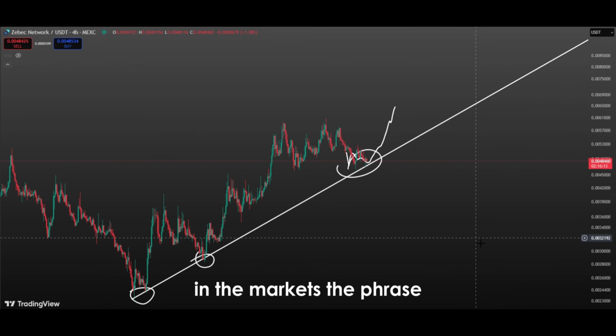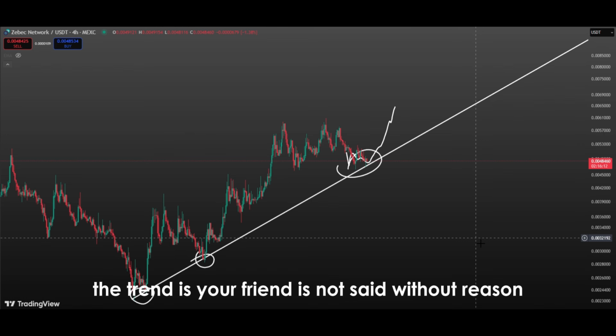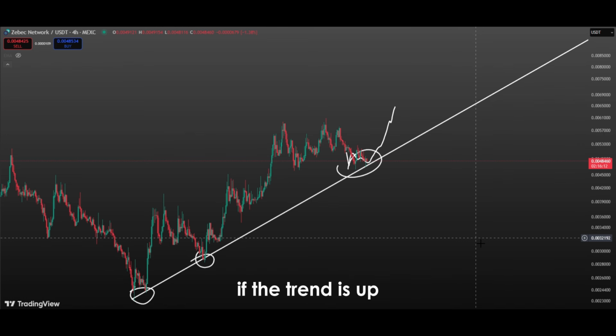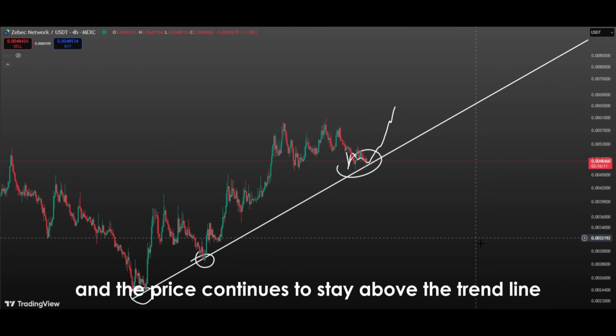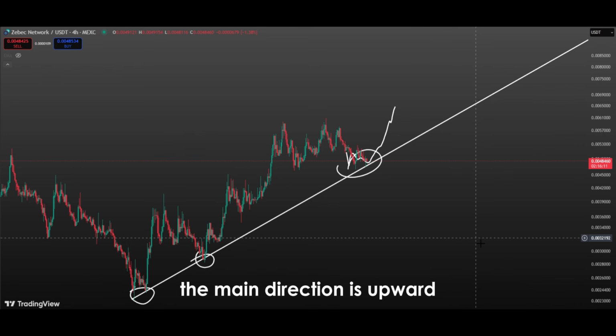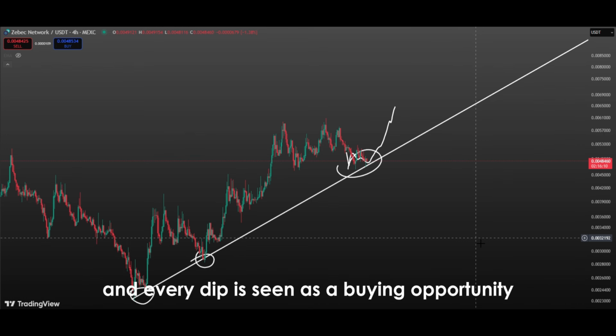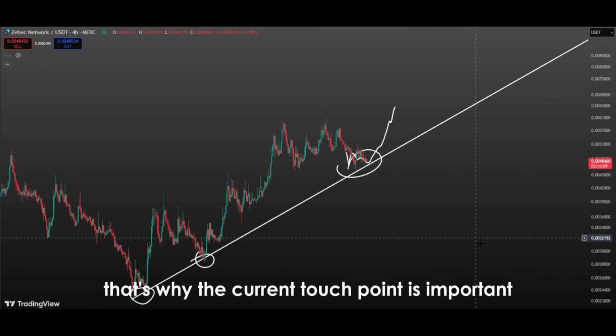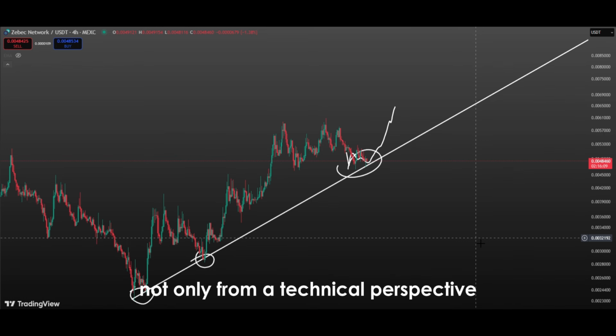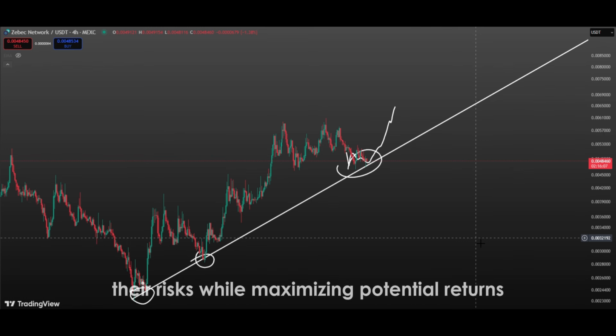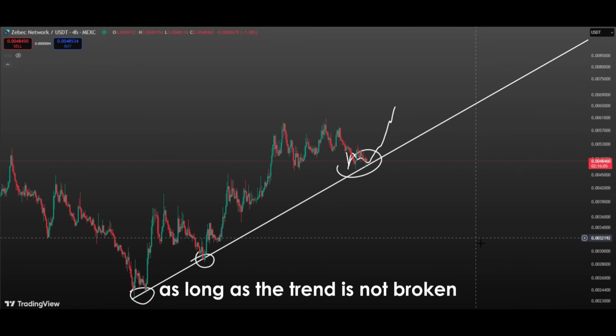In the markets, the phrase, "the trend is your friend," is not said without reason. If the trend is up and the price continues to stay above the trend line, the main direction is upward and every dip is seen as a buying opportunity. That's why the current touch point is important not only from a technical perspective, but also from a strategic one. Investors placing stop-loss levels just below the trend line at such points can minimize their risks while maximizing potential returns. As long as the trend is not broken, the bullish scenario remains valid.